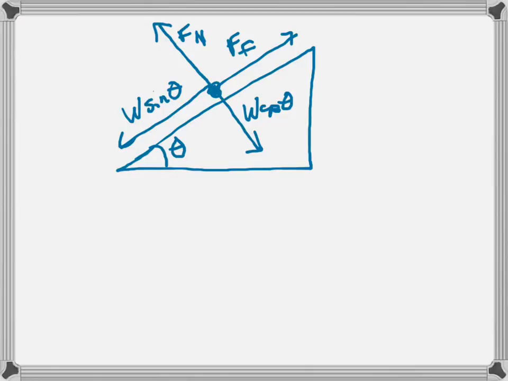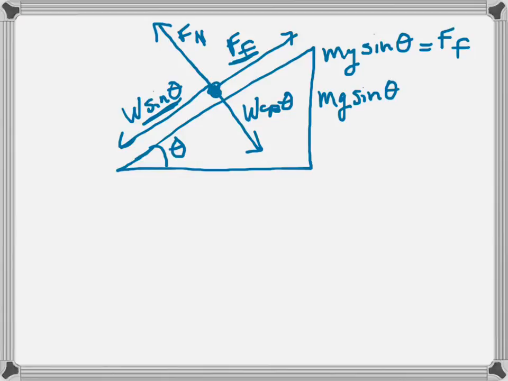Okay, so what do we know if this is going down at a constant velocity? That means there is zero net force, and it means that this force and this force are equal to each other. So I can start with that premise. So I could write mg sine of theta. Mg is weight, remember. Mg sine of theta equals friction force. Then what is friction force? Friction force is mu times normal force.